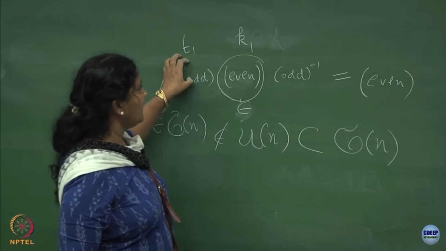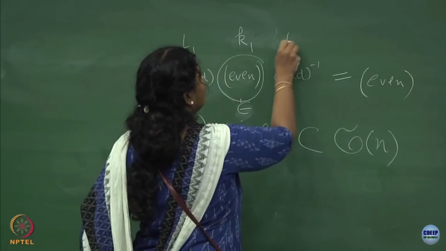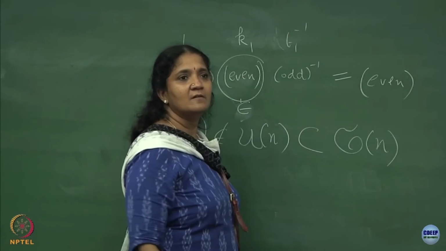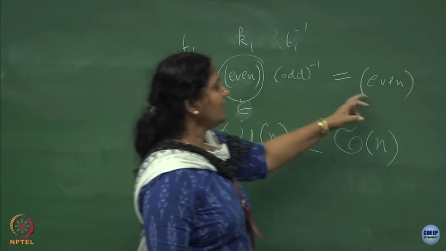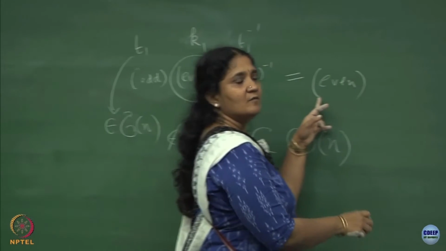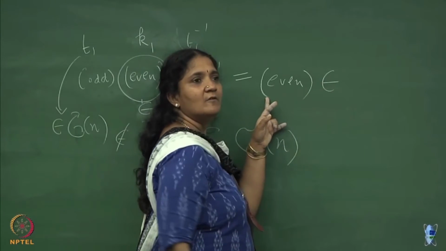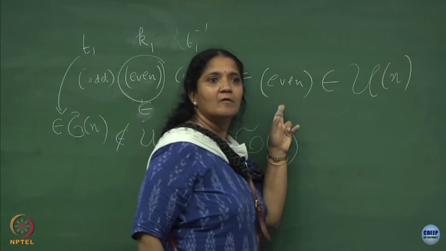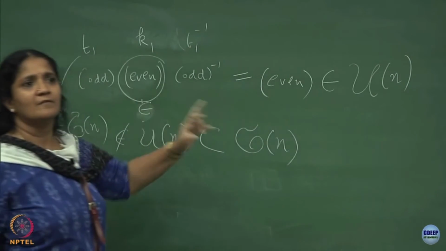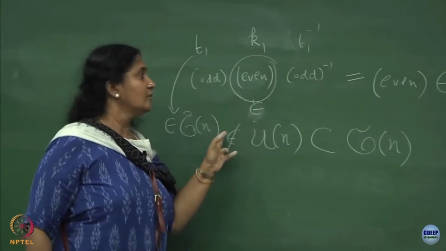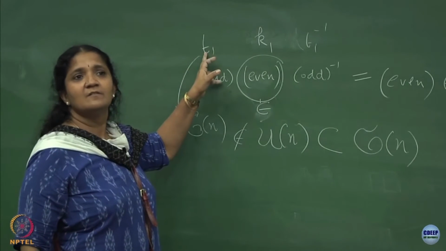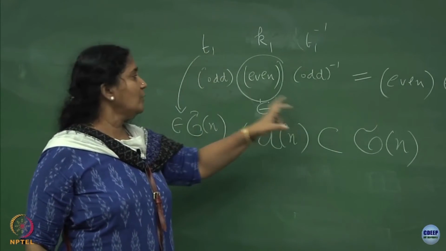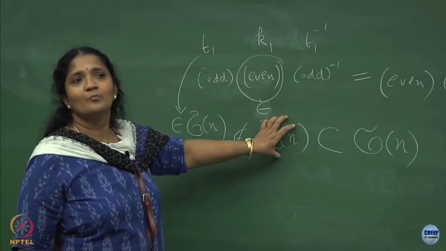Interestingly, if I take T1, K1, T1 inverse, you get an element which is an element of the alternating group. What is this property? This is for arbitrary elements. What is this property? What does it tell you about the alternating group?